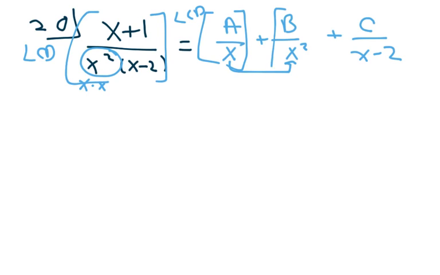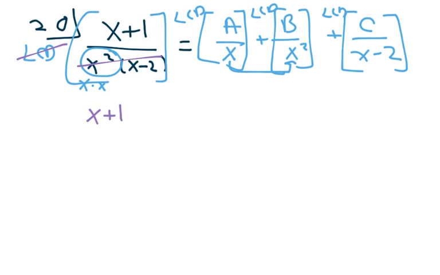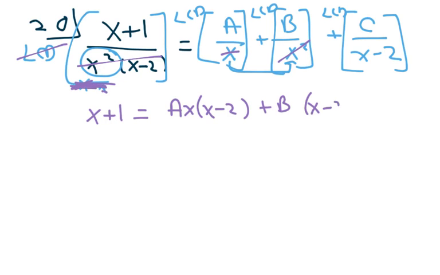LCD, each piece gets multiplied by the LCD. So, of course, this right here cancels with the LCD, so you just get x plus 1 equals A times x minus 2, because this x cancels with one of these x's here, but you're still left with another x, plus B. In this case, they both cancel with both the squares, so you're just left with x minus 2 plus Cx squared.